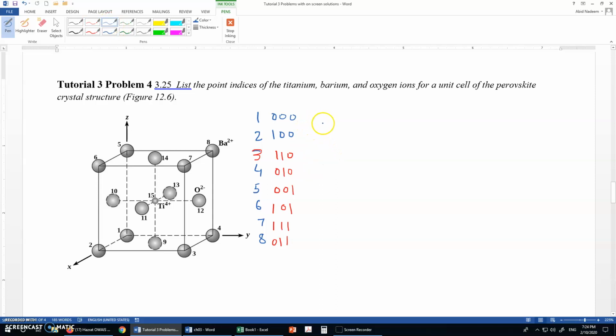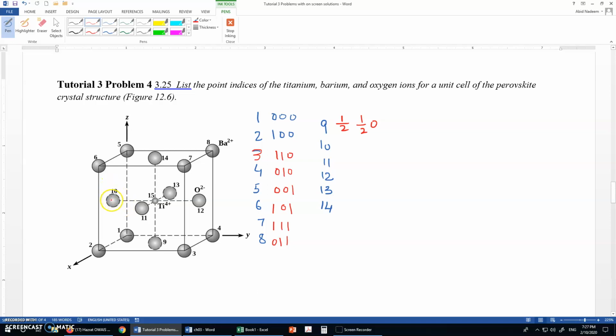Okay, next, for the oxygen atoms, the atom numbers are 9, 10, 11, 12, 13 and 14. Okay, so their coordinates are: point 9 is half the distance along the x-axis and half the distance along the y-axis, 1 by 2, 1 by 2, 0.